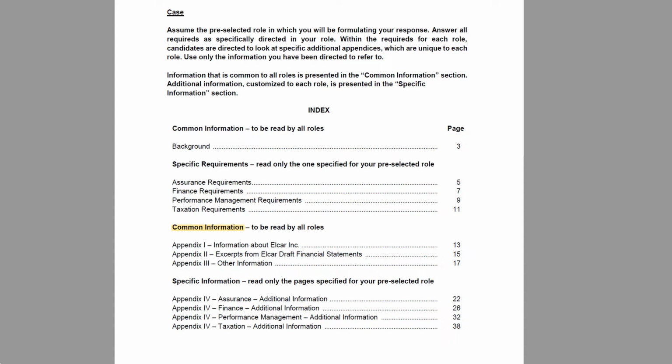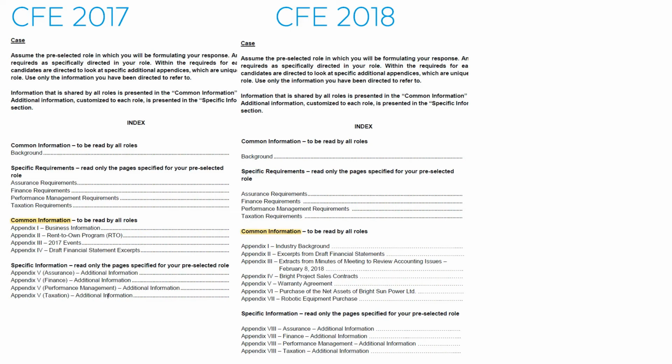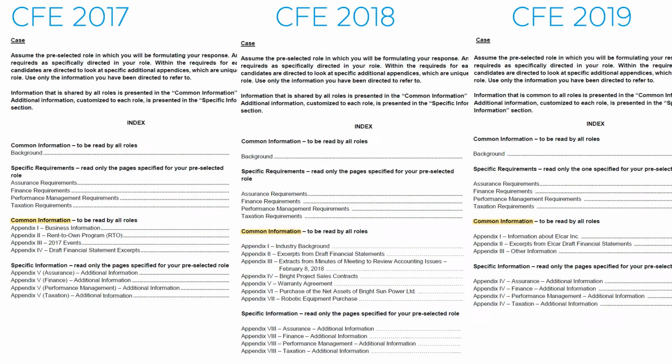After the role requirements, you'll have the common information or common appendices. There are usually 3 to 7 common appendices. For example, here's the index from CFE 2017, and CFE 2018, and CFE 2019. The typical pattern is that Appendix 1 is additional business and company information, Appendix 2 is an excerpt from the draft financial statements, and Appendices 3, 4, 5, even 6 or 7 depending on the CFE are the common FR and/or MA requirements that you need to tackle. And the final appendix is the role appendix. Interestingly, there's always one role appendix, but don't let it fool you. It's divided into smaller sections and you've got to tackle several issues, not just one.